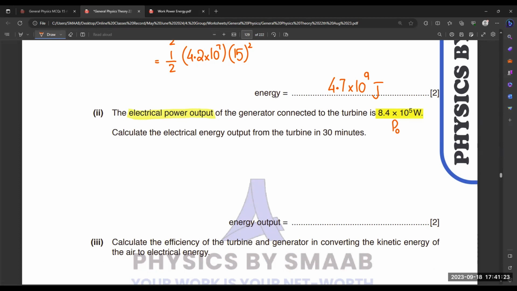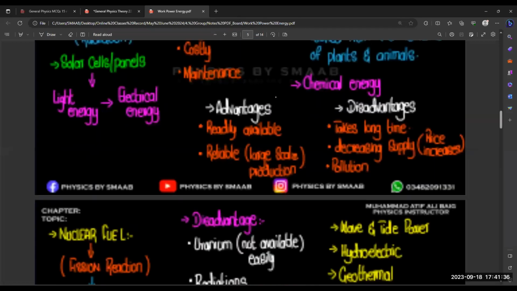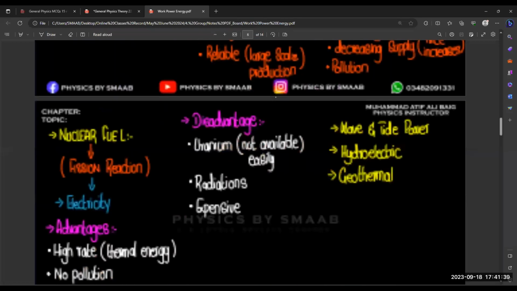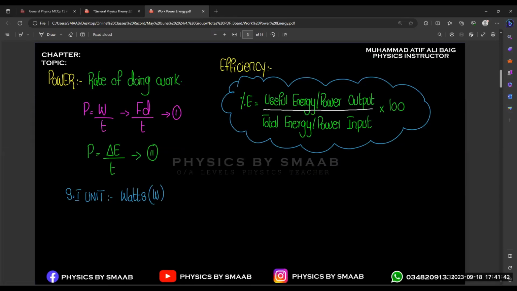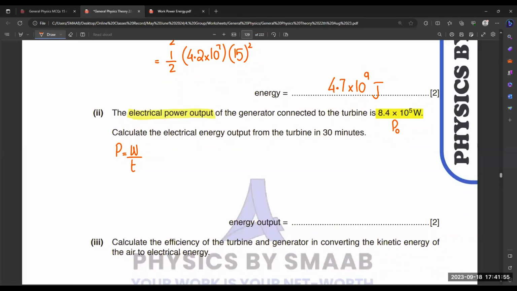What is the formula for power? P is equal to work done over time. Wait, for electrical energy it was different, right? Power is current times voltage, yes, different. But we take the reference from the general formula, P equals W upon T, or P equals E upon T. They are asking about the energy, so we write this formula as E over T, and they are asking about electrical energy. So energy will be equal to P times T.